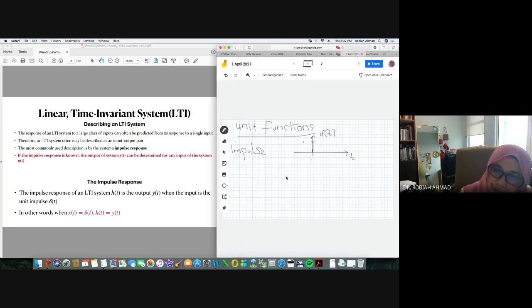So let's say this is our system, we describe it by block diagram. LTI system. Okay, usually kita describe input x(t), the output is y(t). Okay. So as a basic, kita kata here our input is an impulse.